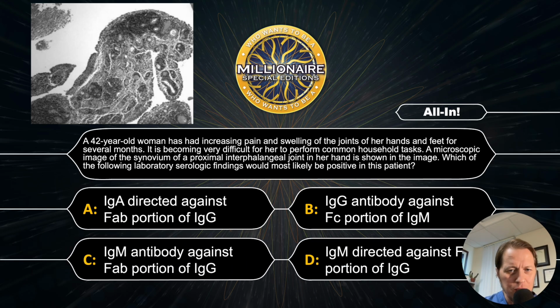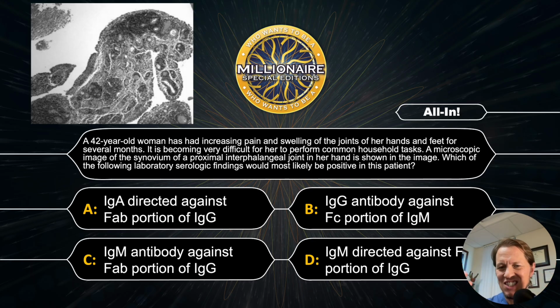A 42-year-old woman has had increasing pain and swelling of the joints of her hands and feet for several months. It is becoming very difficult for her to perform common household tasks. A microscopic image of the synovium of the PIP joint in her hand is shown in the image. Which of the following laboratory serologic findings would most likely be positive in this patient? So some of you might recognize, wait a minute, this is a woman in the early 40s, sometimes happens in the late 30s.